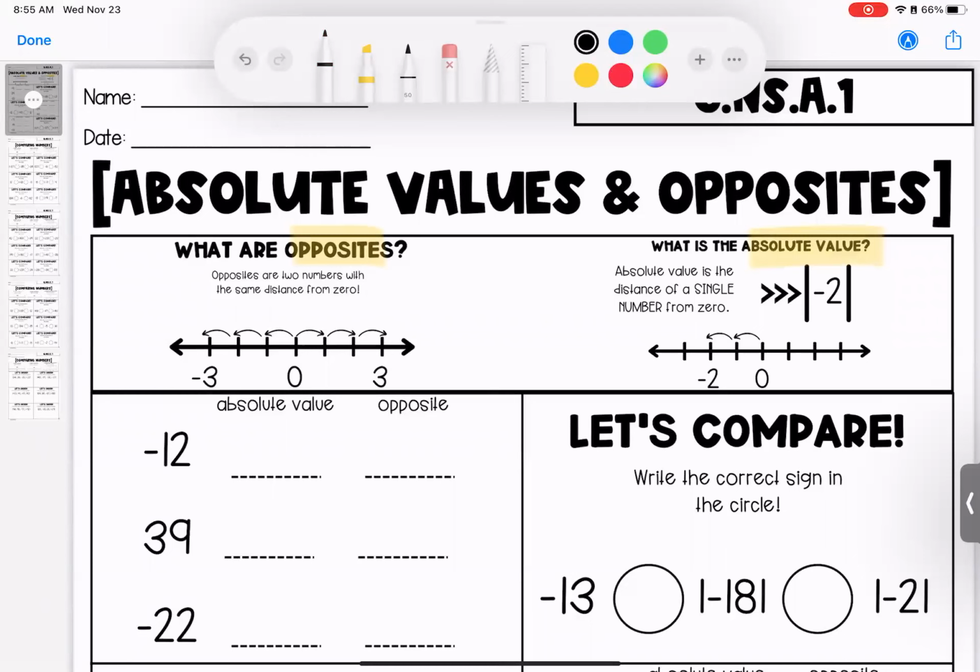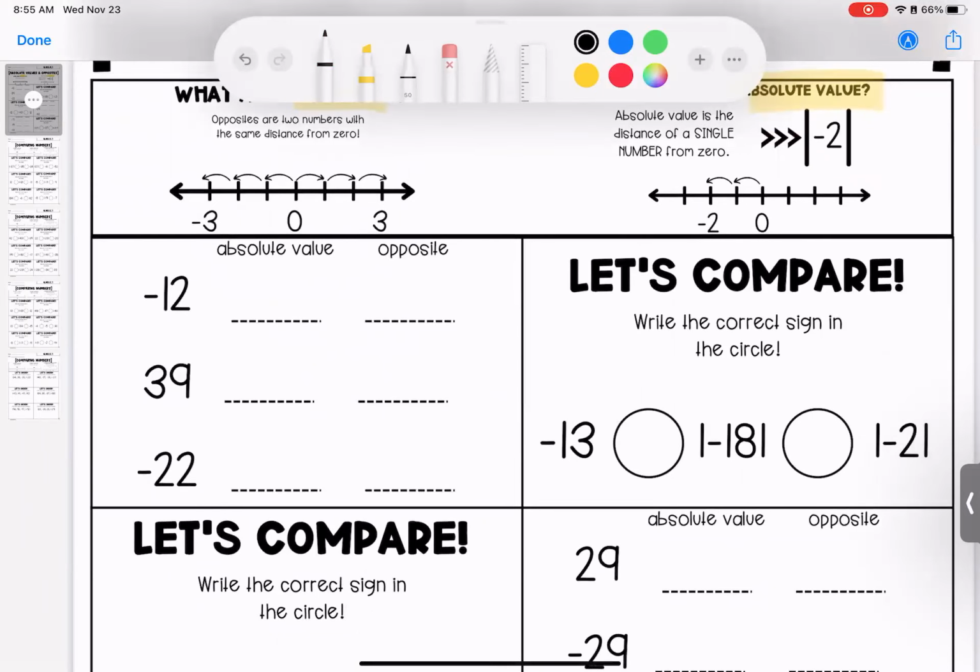Absolute value is the distance from 0 of one number. Essentially, we take away the positive or negative sign and make it neutral. So -2's absolute value is 2. +2's absolute value is 2. Both of them are 2 spaces from 0. One is 2 spaces to the left, one is 2 spaces to the right. And with that, let's get started.